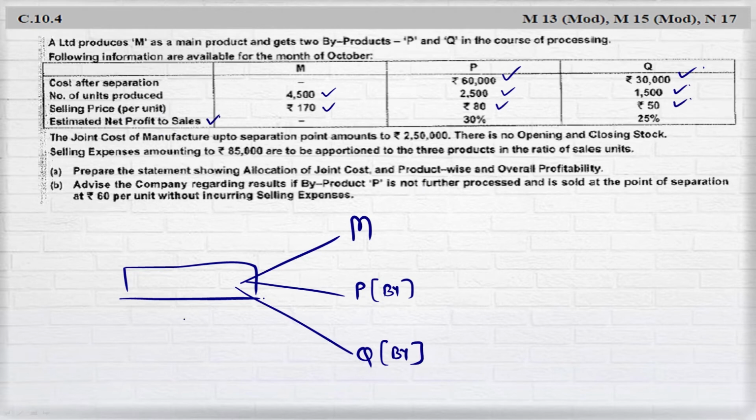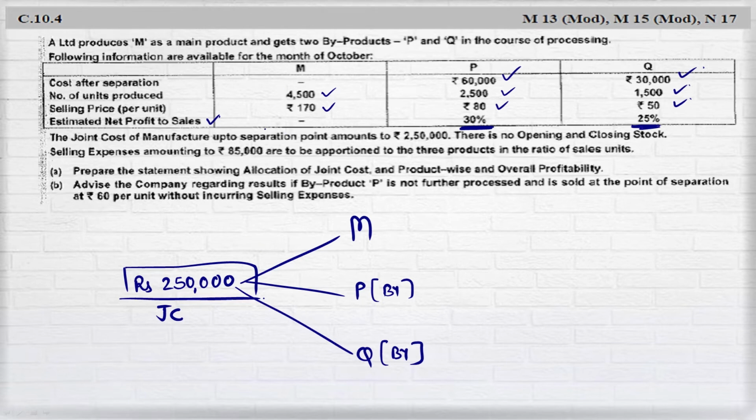Estimated net profit to sales. So they require some profit: 25% on selling price, 30% on selling price and 25% on selling price. The joint cost of manufacturing up till the separation point amounts to rupees 2,50,000. So this is rupees 2,50,000 which is the joint cost. Selling expenses amounting to 85,000 are to be apportioned to the three products in the ratio of sales units. Let us apportion it here itself.